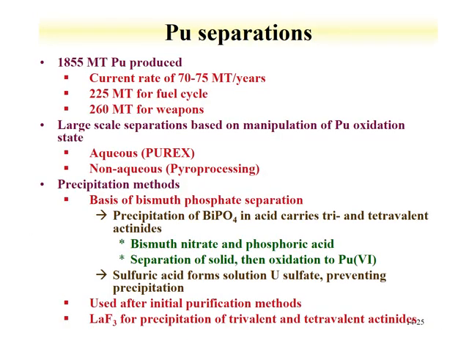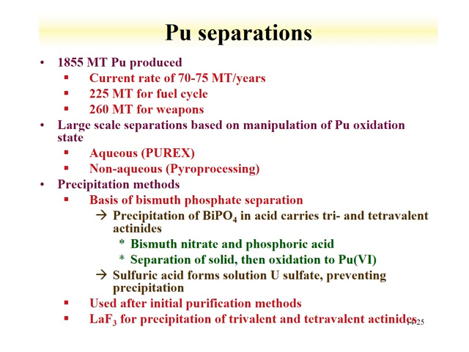The plutonium chemistry we just described is useful for separations of plutonium. Here's some data on plutonium separations. About 2,000 metric tons of plutonium has been produced. The production rate is shown here, between 70 and 75 metric tons per year. Large-scale separations of plutonium is primarily based upon the Purex process, which we've discussed and will be presented in more detail in other courses in the summer school. There's also some non-aqueous pyroprocessing methods, which are responsible for the formation of solid phase plutonium species through electrochemical reduction.